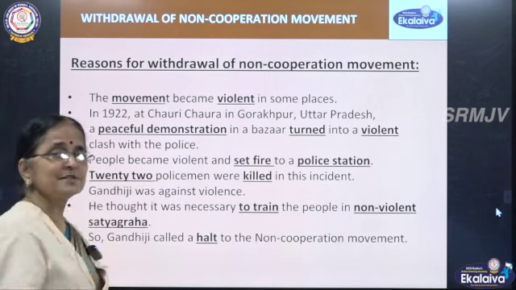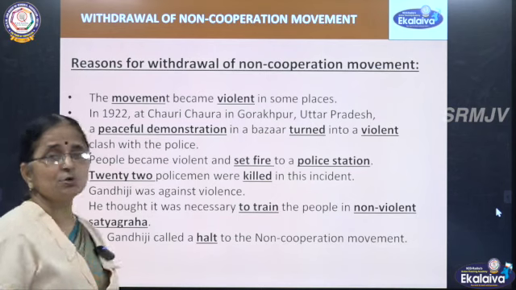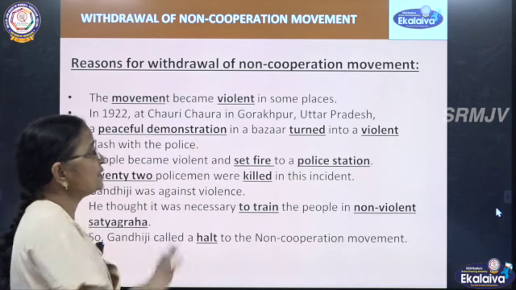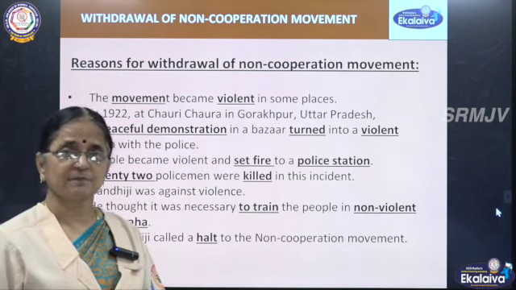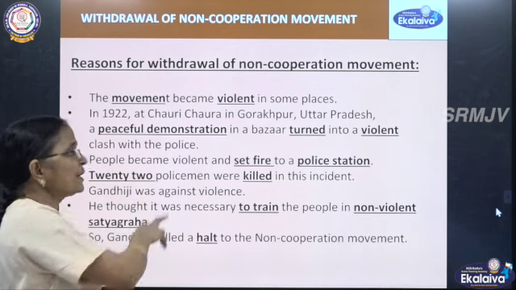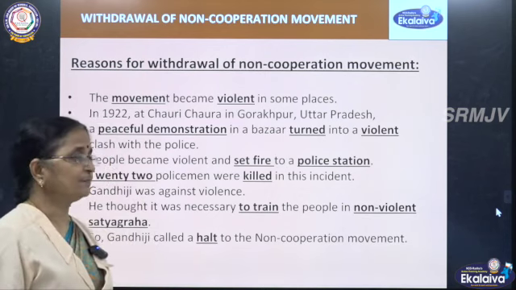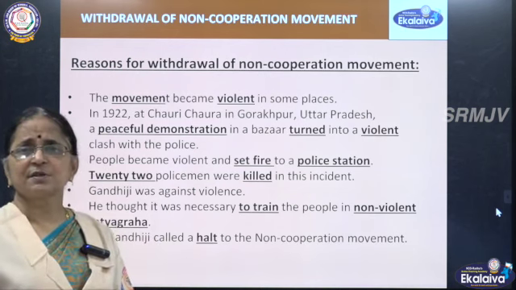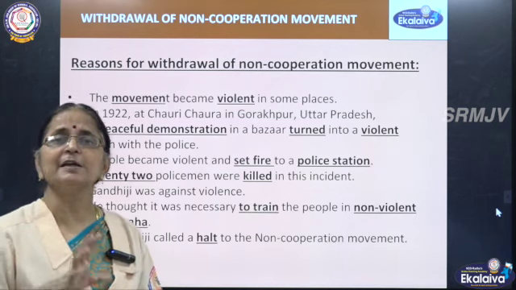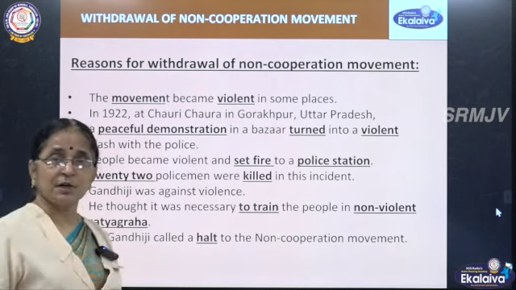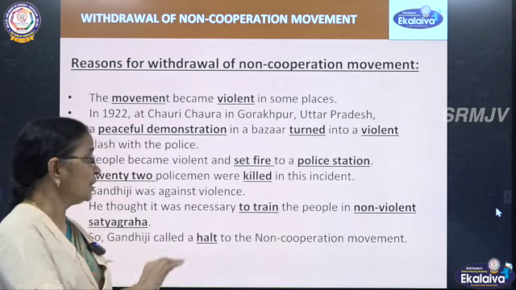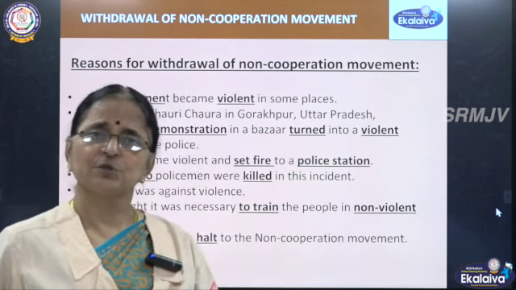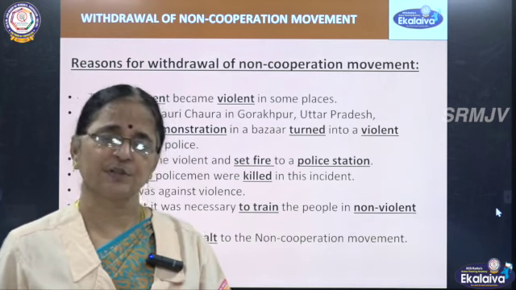The movement became violent in some places. In 1922, at Chauri Chaura in Gorakhpur district in Uttar Pradesh, a peaceful demonstration in a bazaar turned into a violent clash with the police. People became violent and set fire to the police station. Twenty-two policemen were killed. Gandhiji was against this violence. He was always preaching non-violent satyagraha. So, he thought it was necessary to train the people in non-violent satyagraha, and he decided to withdraw the non-cooperation movement. He put a halt to it.